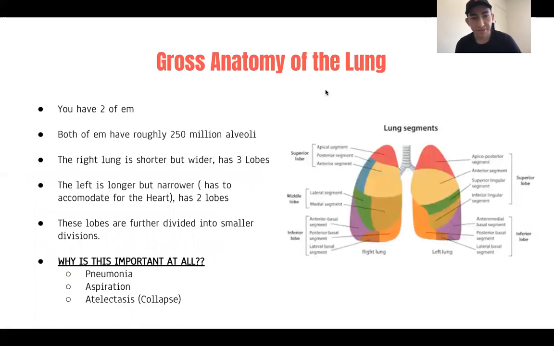So starting off with anatomy of the lung, this is all stuff you would already know, but some broad differences: you have to know that the right lung has 3 lobes while the left has 2. And they're slightly different shapes because the left accommodates for the shape of the heart.